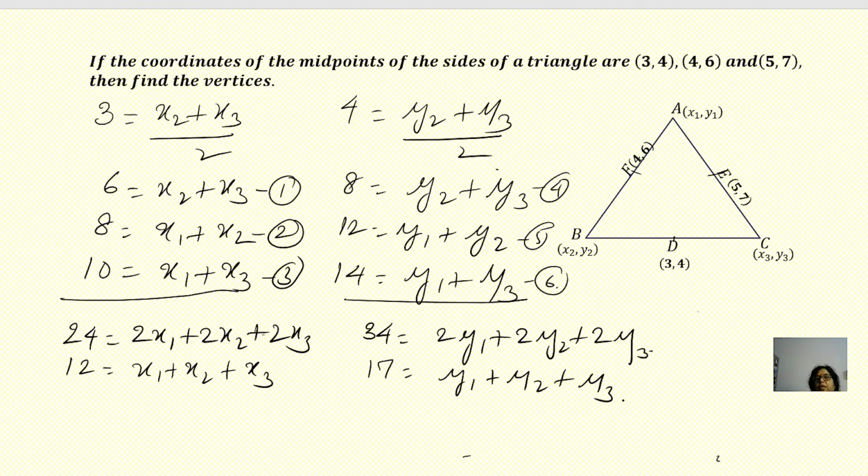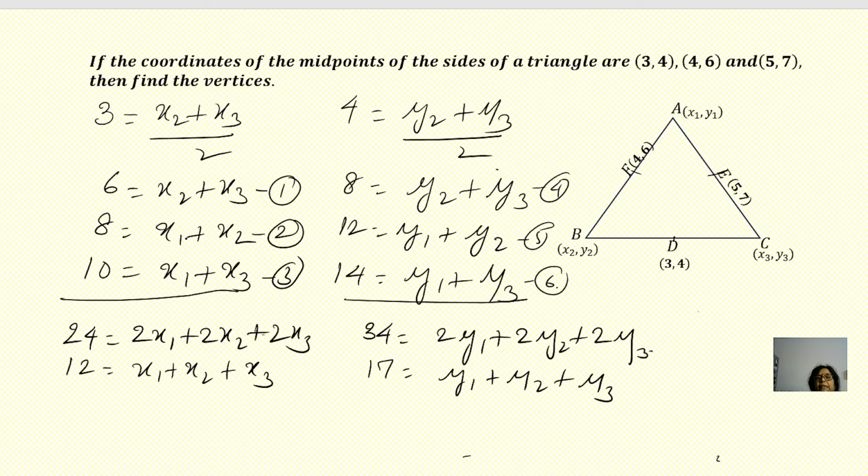So here there is one tip also: if you are asked the coordinates of the centroid, you need not proceed and find out x1, y1 and x2, y2 and x3, y3. From here itself, the coordinates of the centroid can also be obtained. We know coordinates of the centroid are x1 plus x2 plus x3 by 3. So the left hand side also, if we divide by 3, we'll get here 4. Similarly here, this will be 17 by 3. But we have to find here x1, y1, x2, y2 and x3, y3.